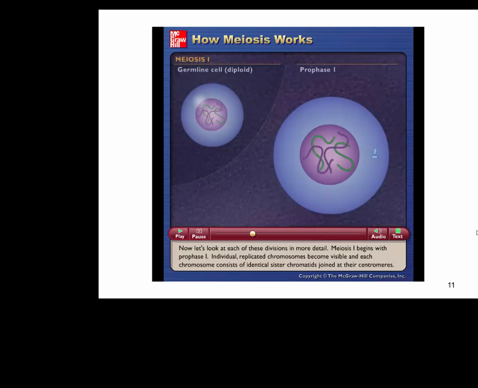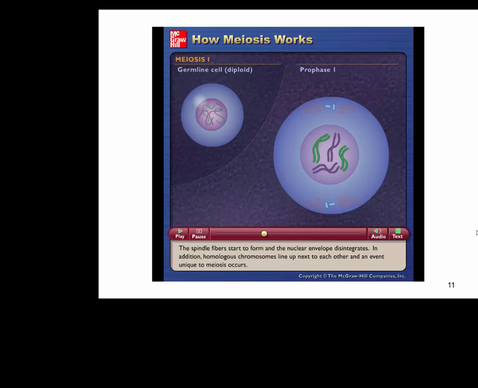Now let's look at each of these divisions in more detail. Meiosis 1 begins with prophase 1. Individual, replicated chromosomes become visible, and each chromosome consists of identical sister chromatids joined at their centromeres. The spindle fibers start to form, and the nuclear envelope disintegrates.